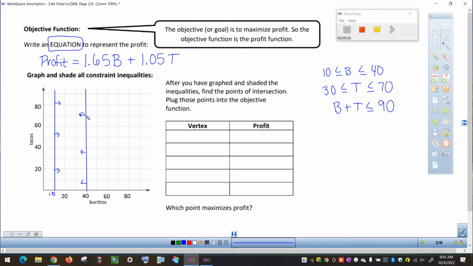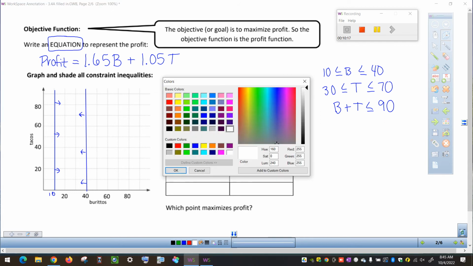Okay, now for our next constraint, this is going to be for the number of tacos. So notice how tacos, that's like on our y-axis. So let's find our boundary points there. So for tacos, it had to be in between 30 and 70.